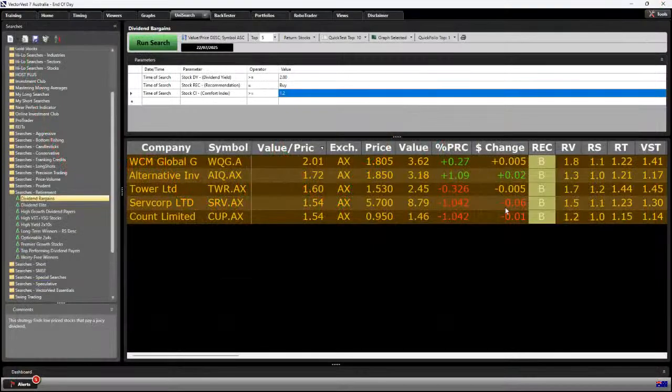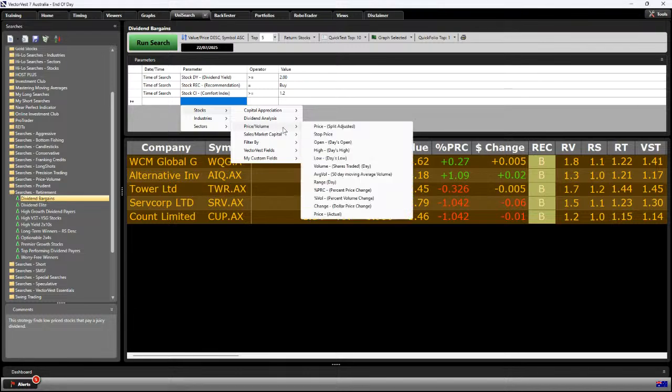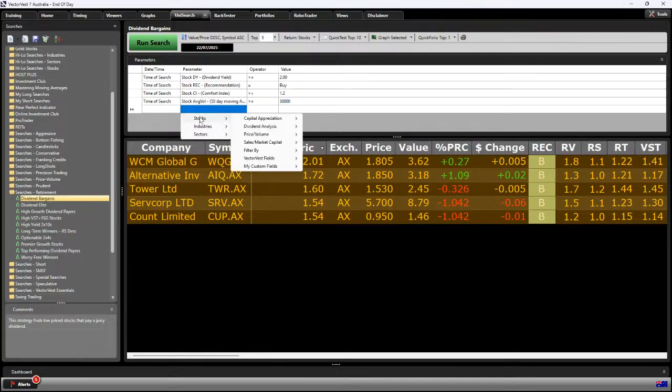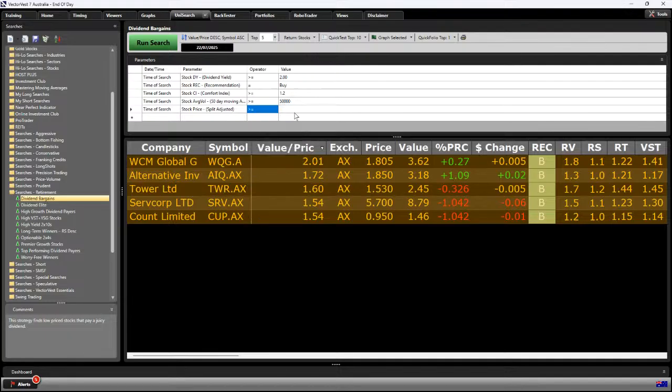Let's make a few additional tweaks here. I'm going to go to stocks, price volume, and put in a 50-day average volume: average volume over the last 50 days greater than or equal to 50,000 trades or more. And I'll put in one additional parameter. I'll make sure that the price is at least $1 or higher. I don't want anything below $1. All right, let's run the search.